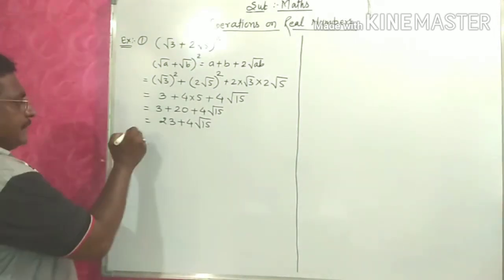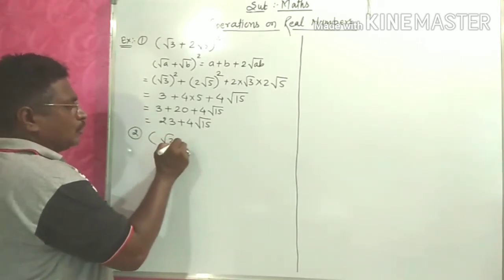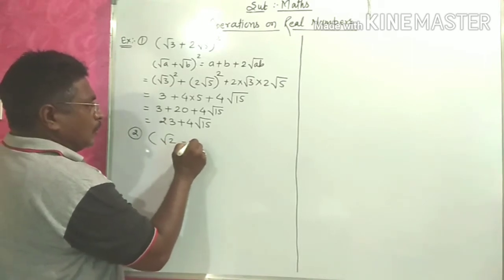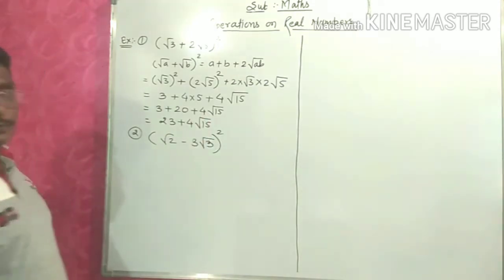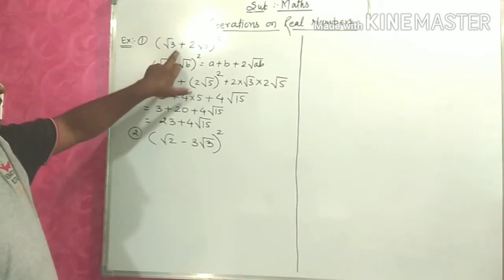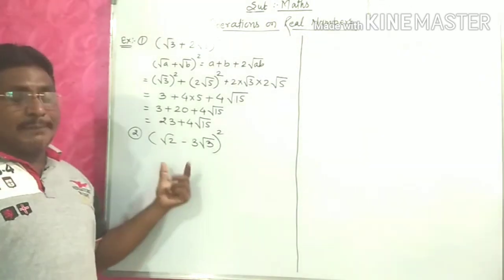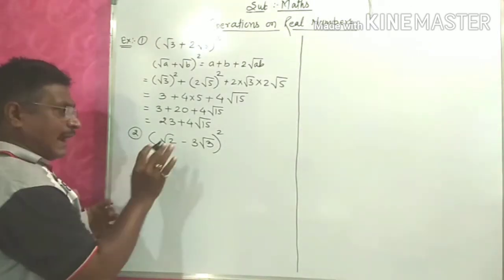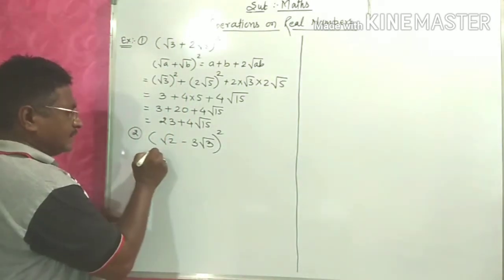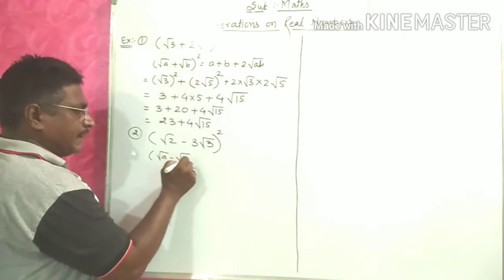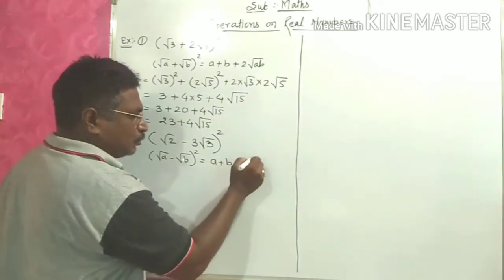Okay student. Now next, (root 2 minus 3 root 3) whole square. How to solve this? Here the plus identity was there, now here the minus identity is there, meaning (a minus b) whole square. The identity is simple, only here we put irrational numbers. So (root a minus root b) whole square is a plus b minus 2 root ab.